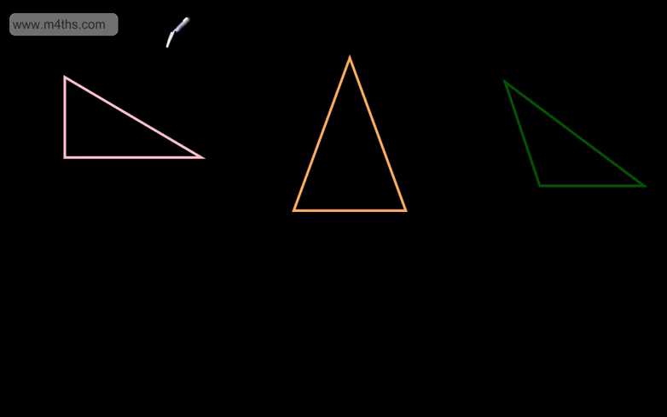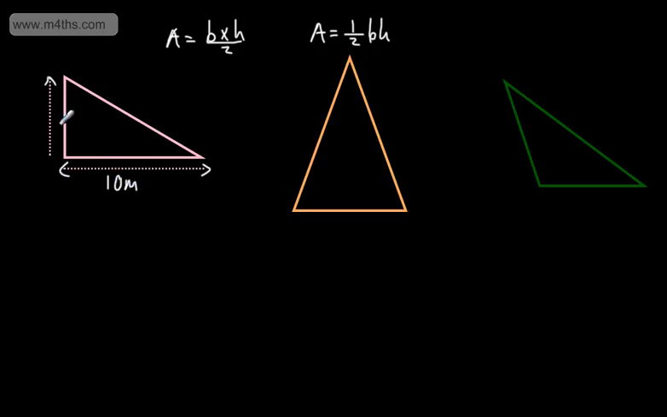use the formula: the area is equal to the base multiplied by the height divided by 2, or we could write that A is equal to 1/2 base multiplied by height. So if I put some dimensions on, we'll put on this base here and then a height. Let's say the base of this one is 10 meters, and the height is 7 meters.